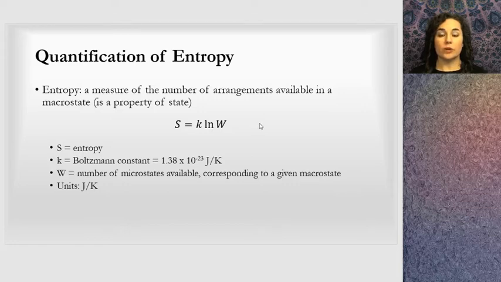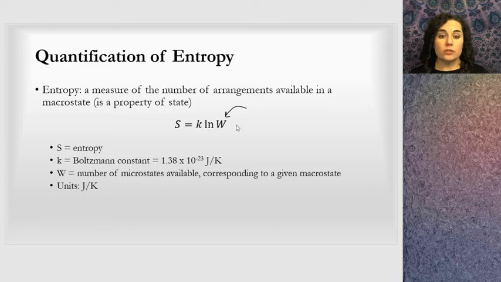Quantifying entropy requires counting the number of microstates. Entropy is defined as the amount of disorder, so to measure this, we look at the number of arrangements available in a macro state, and that's what this W is in here. W is the number of microstates available corresponding to a given macro state. I am not going to pursue calculating that for this unit. If you would like to study this further, you may look at upper division or graduate classes.